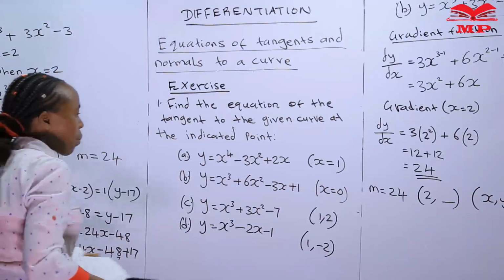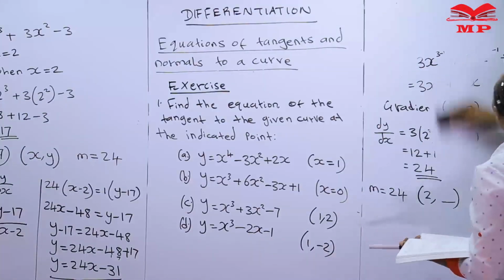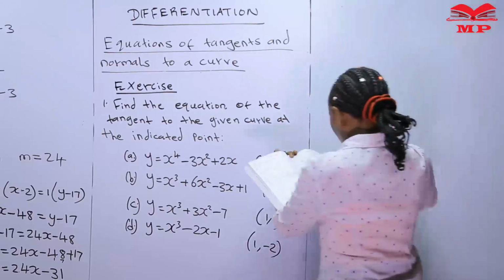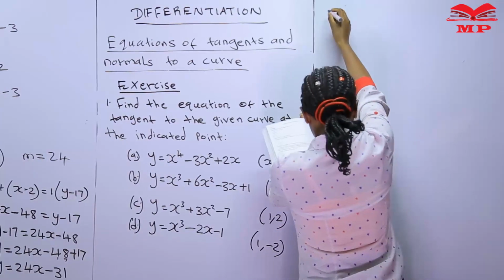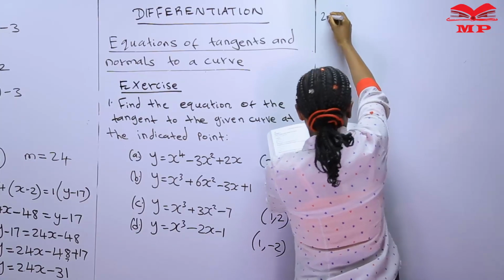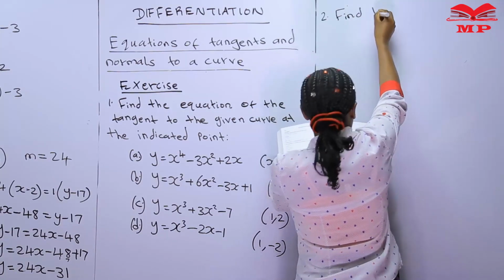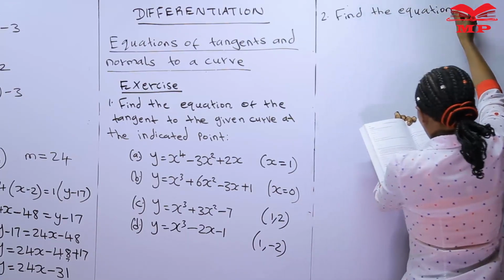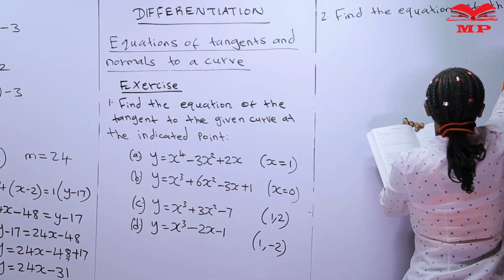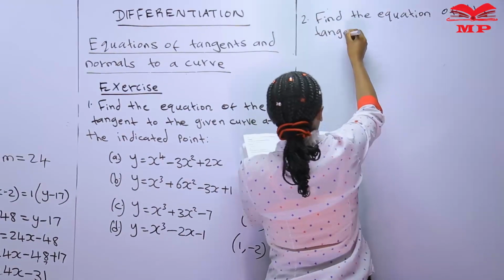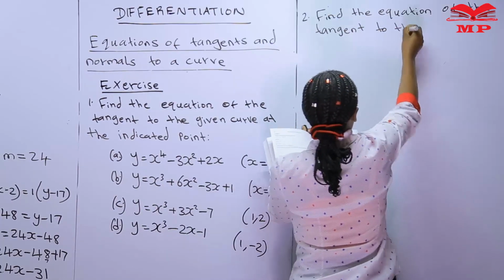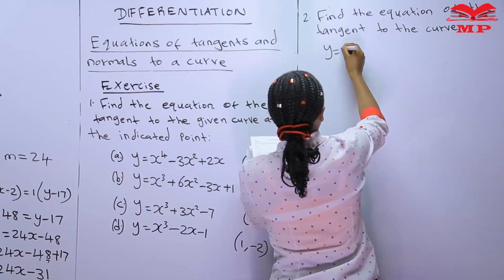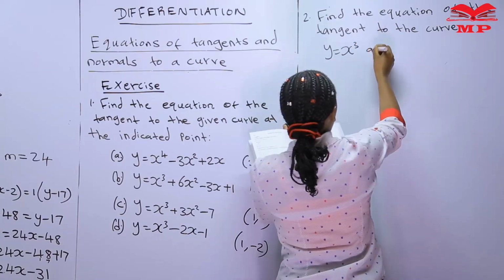And finally, question number 2 on equation of tangents. Find the equation of the tangent to the curve. And the curve is y is equal to x cubed at the point 1, 1.